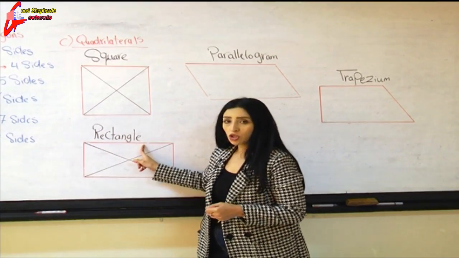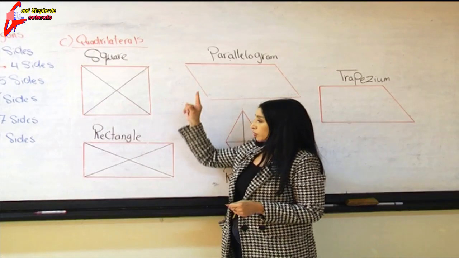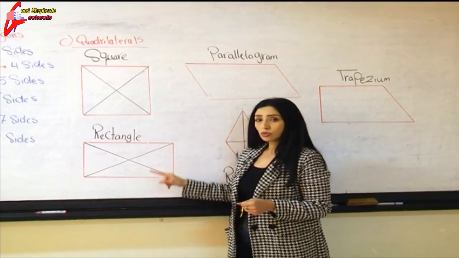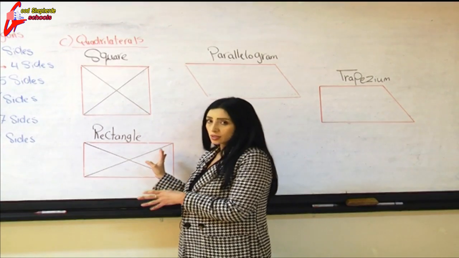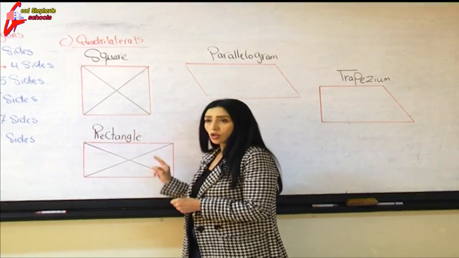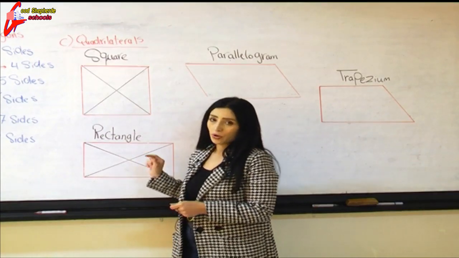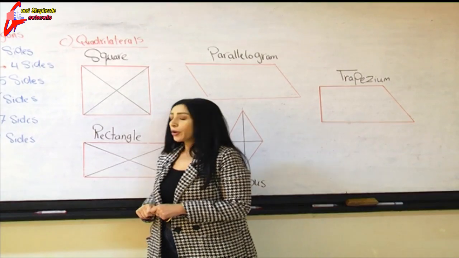Move to the second shape, rectangle. Rectangle is from quadrilaterals. First thing we will talk about rectangle, its sides. Its sides: each two opposite sides are equal in length and parallel.